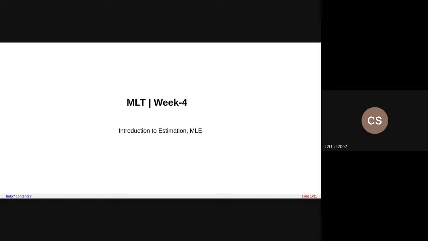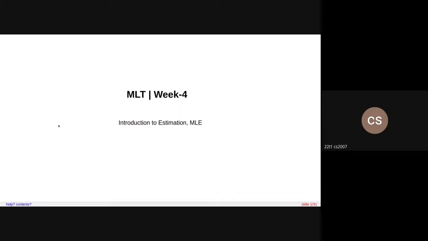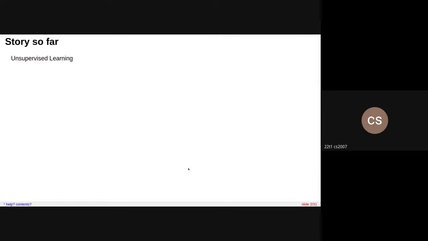Okay, so let's continue. What have we done so far? We have been looking at unsupervised learning. This is the last week of unsupervised learning, and we have done representation learning, which is PCA, then the nonlinear version of it, which is kernel PCA, and then we did clustering, which is quite different from what happened in PCA. And finally, we are coming to estimation.